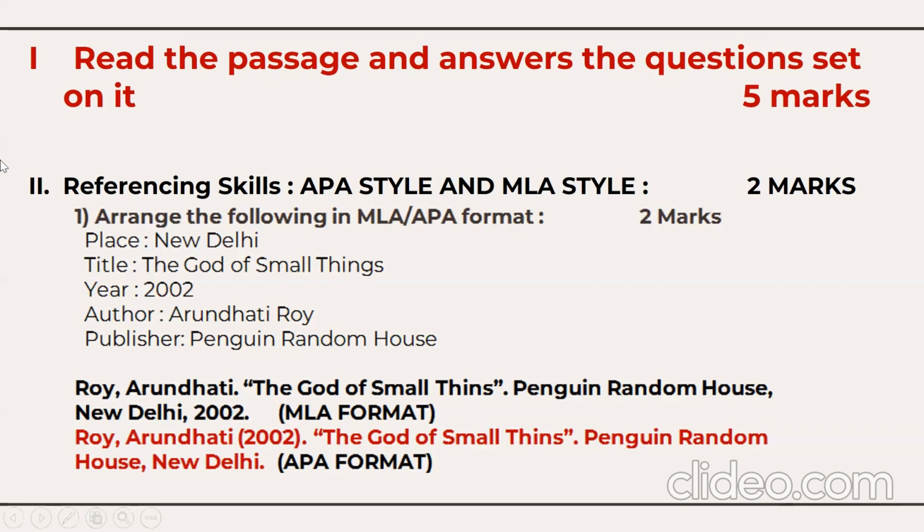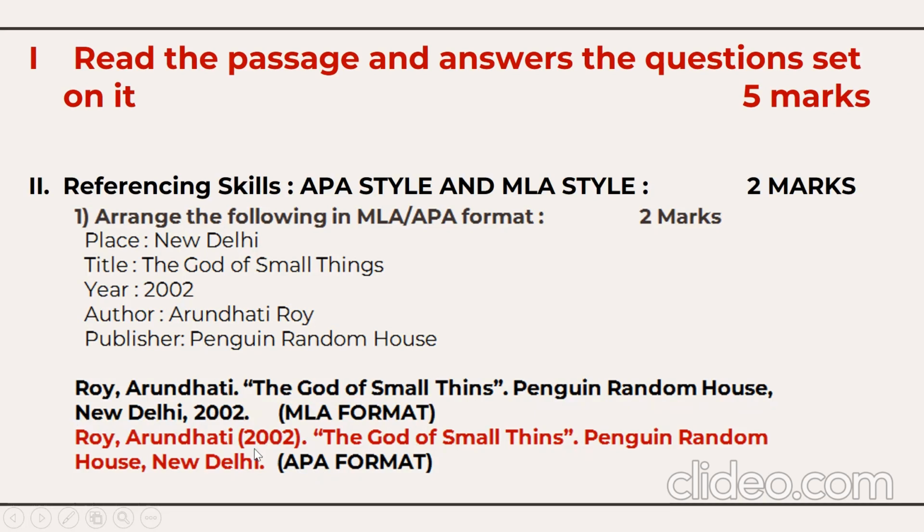The technique is that the very first thing you should write is the last name of the author, comma, the first name of the author, full stop. In double inverted commas, the name of the book, full stop. Afterwards, the publisher name, comma, the place of publication, comma, the year of publication, full stop. That is called the MLA format. Now what's the difference between MLA and APA? There's only one thin line of difference between both the formats.